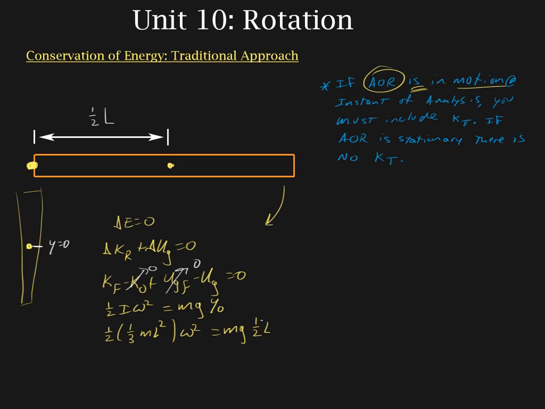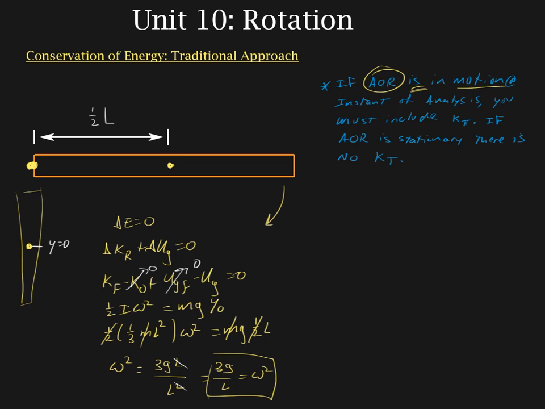So we can go ahead and cancel this 1/2 with this 1/2, and this mass with this mass, and solve this for omega squared. So omega squared is equal to 3gL over L squared. And of course we get one more L to cancel, and we end up with omega squared is equal to 3g over L. And that's our answer. So that's going to be the traditional approach to solving the problem.